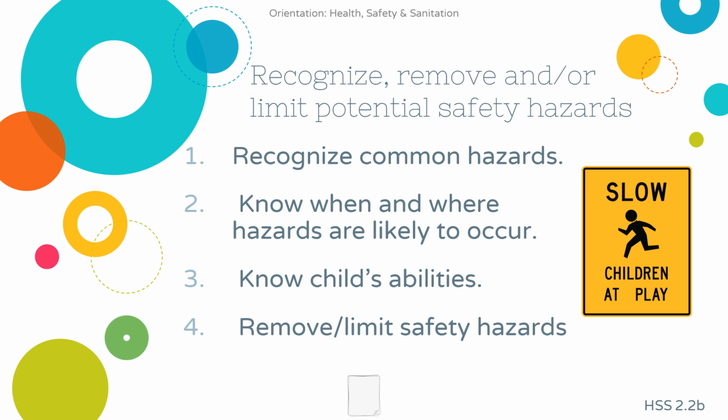Step 2. Know when and where hazards are likely to occur. Hazards aren't just about what, they're also about when and where. For example, transitions like arrival, departure, and cleanup time tend to be more chaotic, and that means more opportunities for accidents. Bathrooms, kitchens, and outdoor areas often come with higher risks.